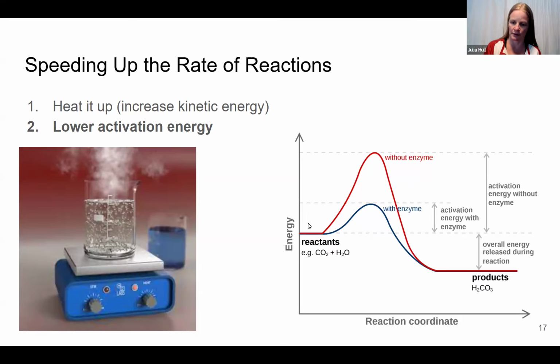Okay, so let's look at this chemical reaction. Here we have carbon dioxide and water, and they're going to react to make carbonic acid. So without an enzyme, the activation energy is quite high. With the enzyme, the activation energy is much lower. So there doesn't have to be as much energy input. It's a lower pole vault to get over, right? So we don't have to spend so much energy pole vaulting over that hurdle, right? So we're going to lower that activation energy with an enzyme.